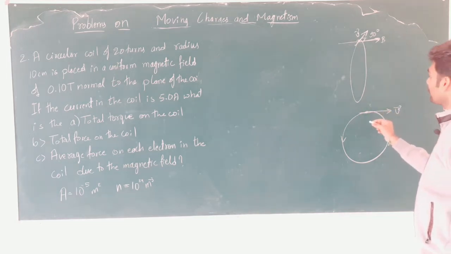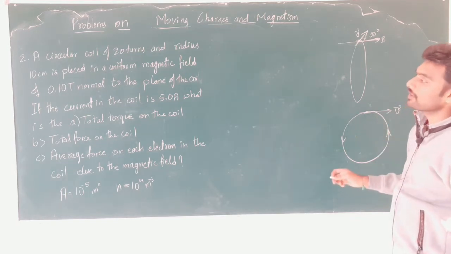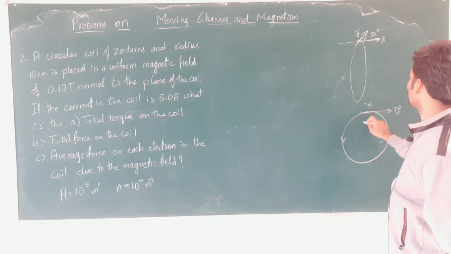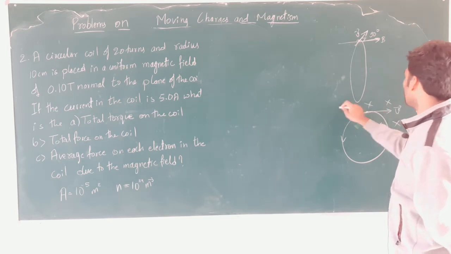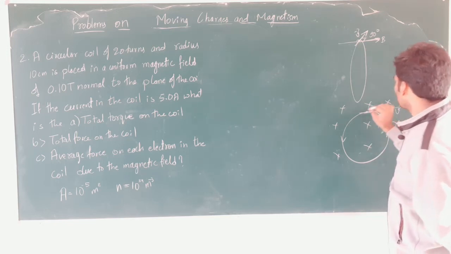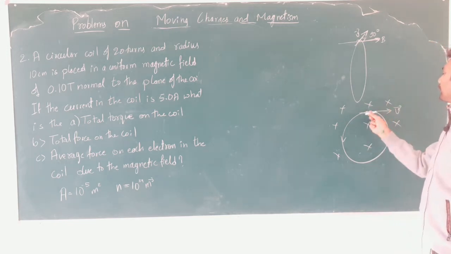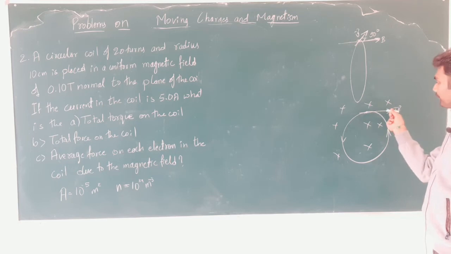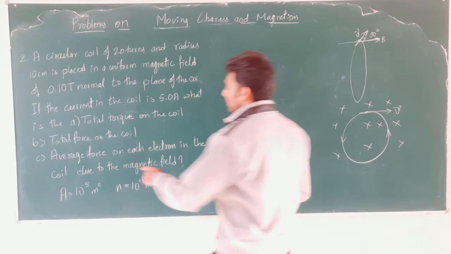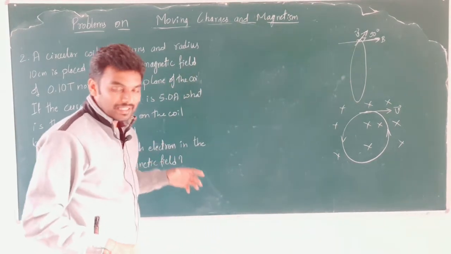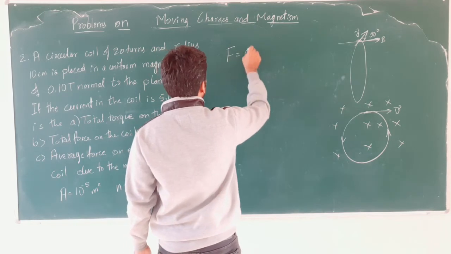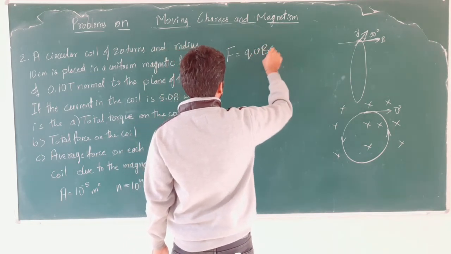And what about the magnetic field? It is given that the magnetic field is normal to the plane of the coil, which means it is into the board or out of the board, like this. So this is how the magnetic field is, and this is how the velocity of each electron is. The angle between them is 90 degree. Before that, the average force experienced by any moving charge due to the external field is F is equal to QVB sin theta. We know that, right?